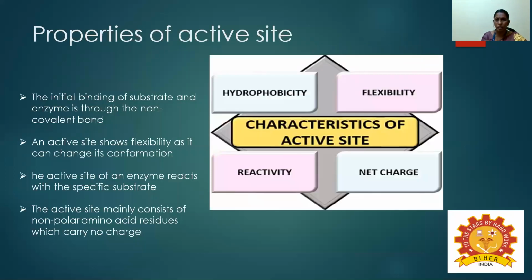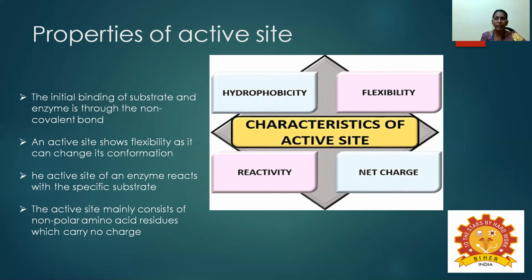The next thing is the properties of an active site. The initial binding of the substrate and the enzyme is through non-covalent bonds. It shows flexibility, as it can change its conformation, as in allosteric enzymes, and the active site of an enzyme reacts with a specific substrate. The active site mainly consists of non-polar amino acid residues which carry no charge at all.